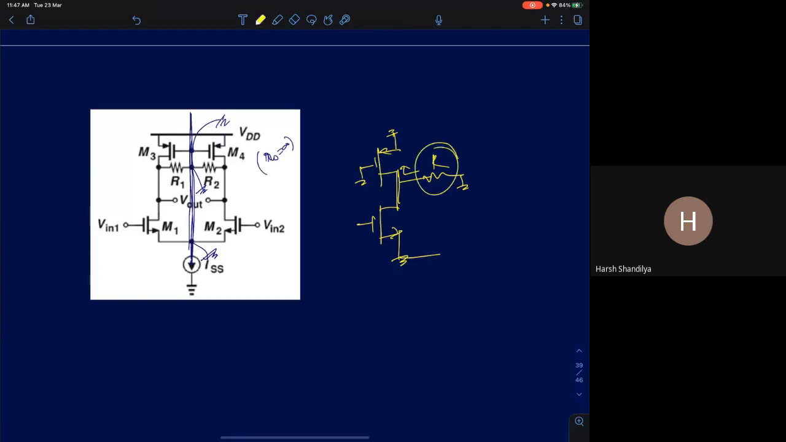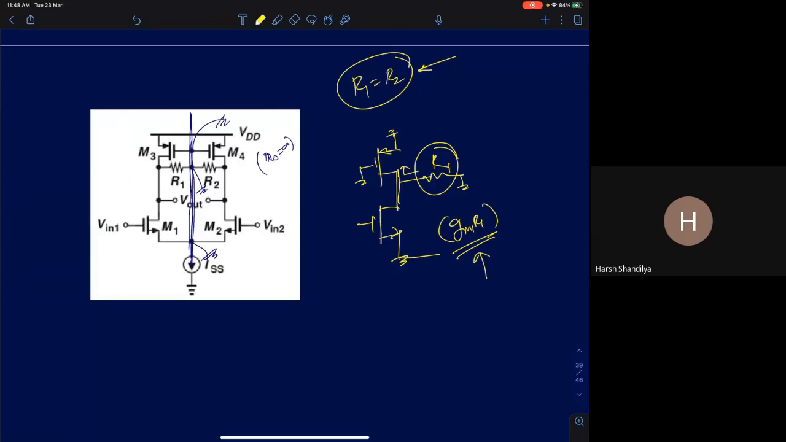So therefore the gain will simply be GM1 R1. That will be the gain for the circuit. If you include R0, no, I'm finding the differential circuit. Generally the assumption is R1 is equal to R2. That's the differential circuit assumption.